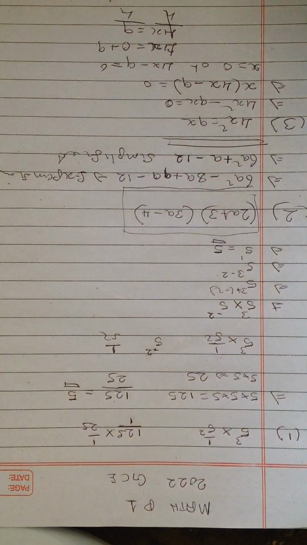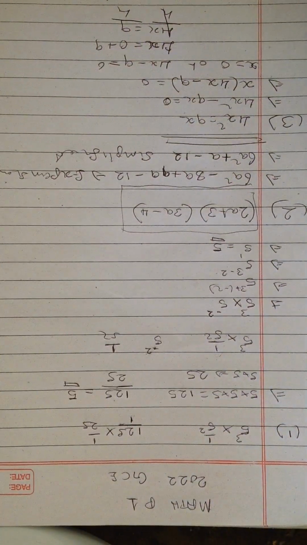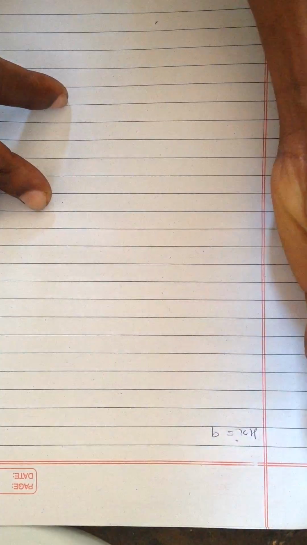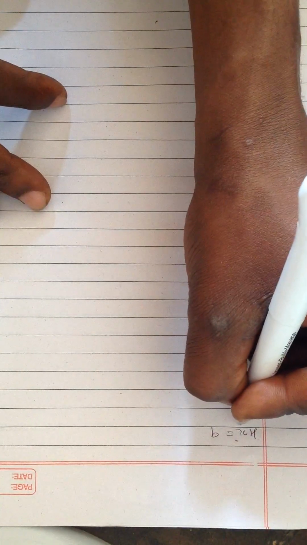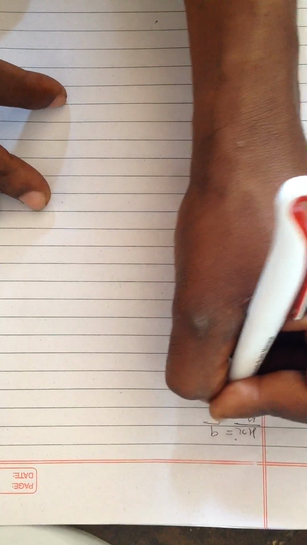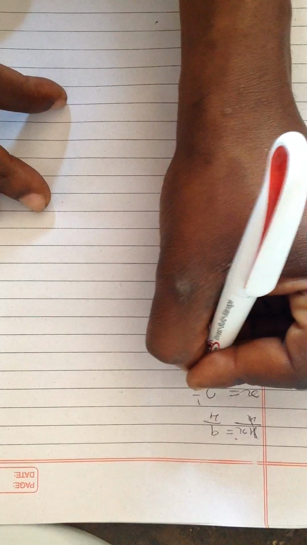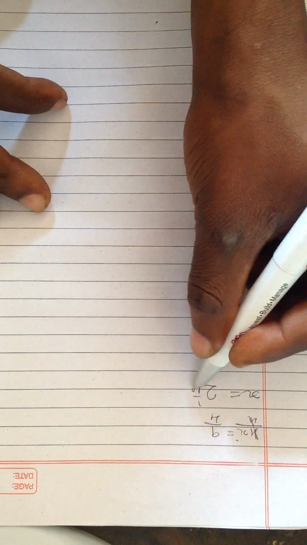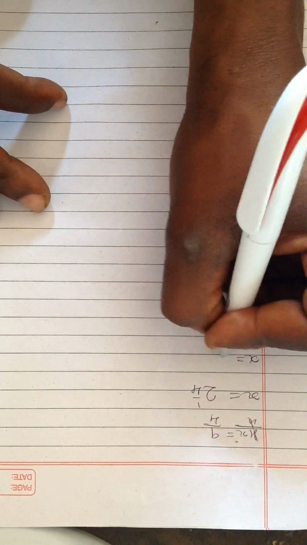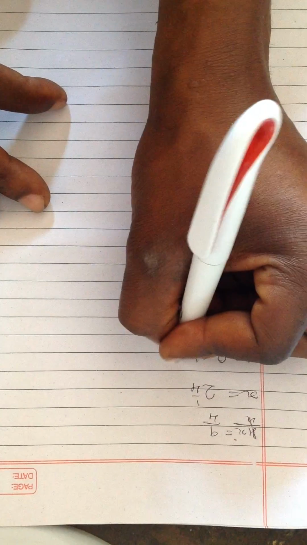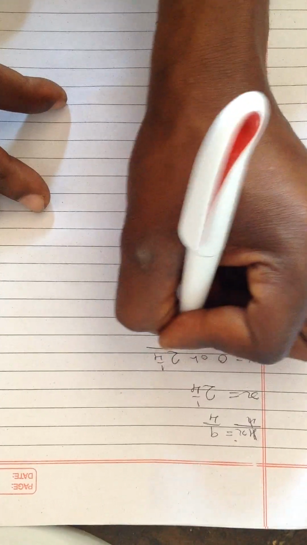Sorry, let me just indicate here. What I was saying is I have 4x equals 9. So what am I supposed to do? Divide by 4 on both sides. So I cancel. So x equals 9 over 4, that's 2 remainder 1 over 4. If I multiply 4 times 2, 8 plus 1, 9, it will come to this. So x equals 0 or 2 and 1 over 4. So these are the answers.